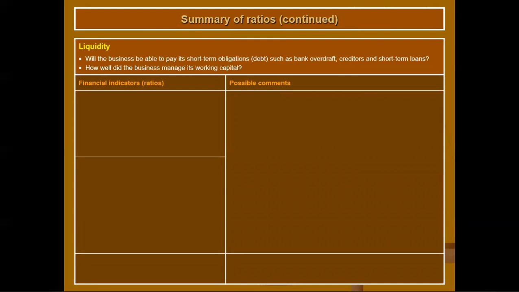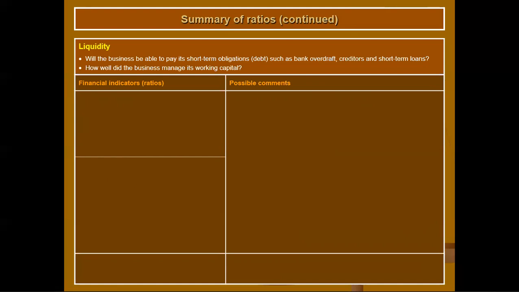Liquidity refers to the business's ability to settle its short-term obligations, which is debt, okay? Such as bank overdraft, creditors, and short-term loans. How well did the business manage its working capital? Please note that working capital is simply your current assets minus your current liabilities. So you need to make sure that your positive working capital indicates that your current assets are more than your current liabilities. So if your current liabilities are more than your current assets, you have a negative working capital. So you don't really have money to settle your short-term obligations, which is a risk.